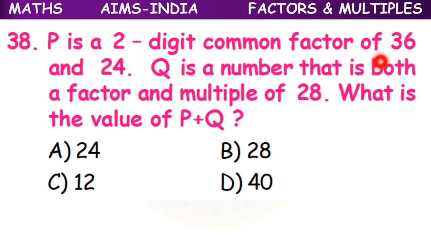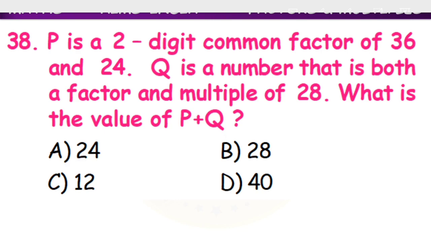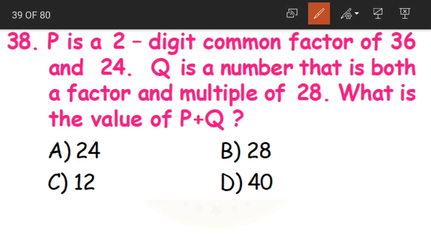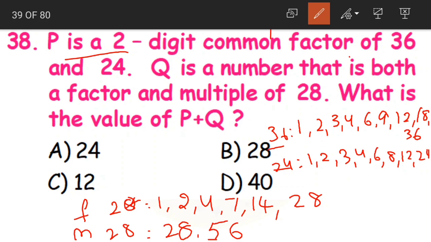Next, question 38. P is a two-digit common factor of 36 and 24. Q is a number that is both a factor and multiple of 28. What is the value of P plus Q? So what are they saying? P is a two-digit common factor of 36 and 24. First let me write the factors of 36 and 24 here. See children, here I have written the factors of 36 and 24. Which is the two-digit common factor? Only 12 is the two-digit common factor. So P is equal to 12.